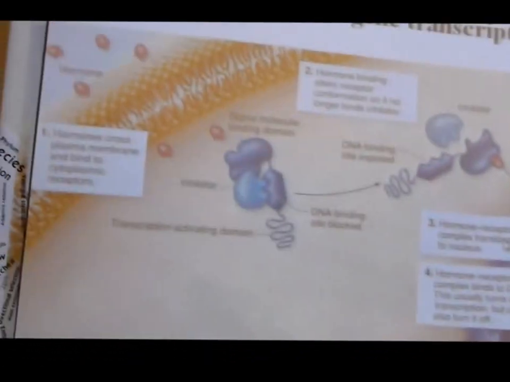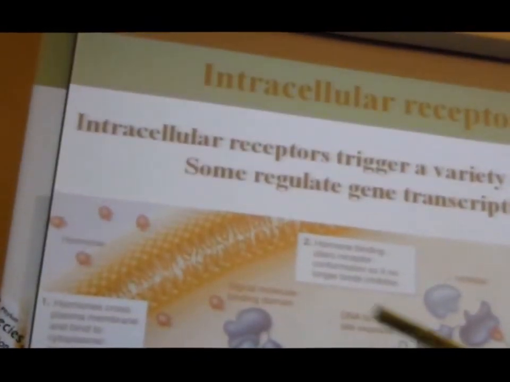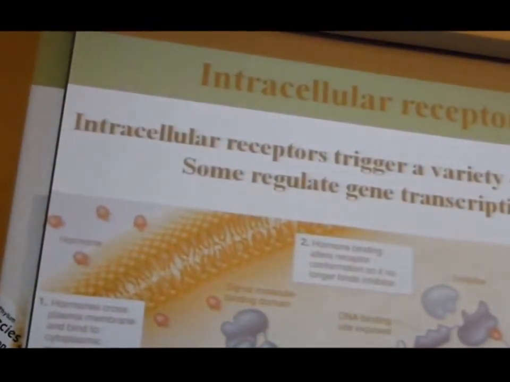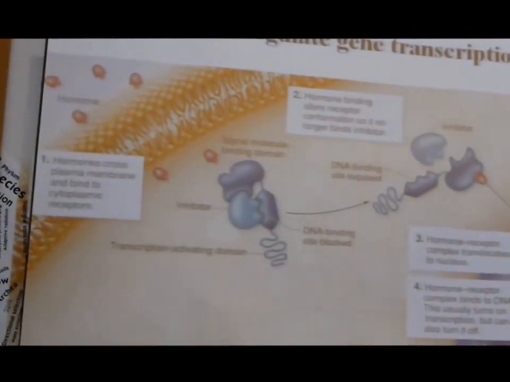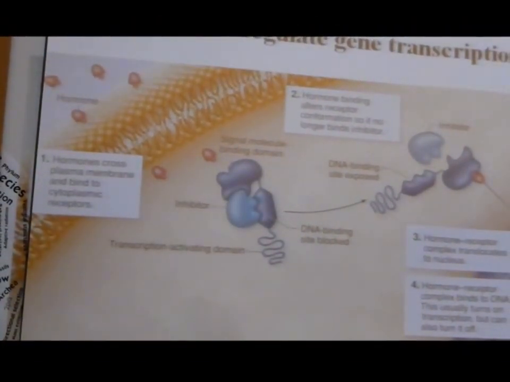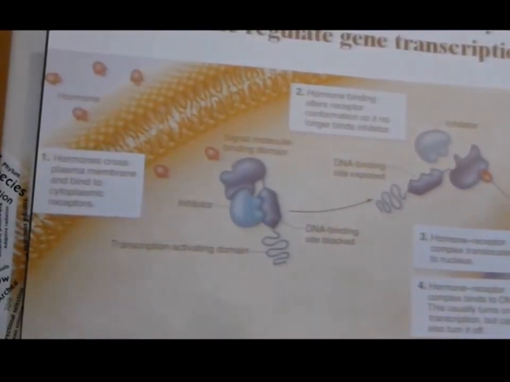Okay, so here's an example of one coming in, binding to a particular protein, and that protein then moves off. The inhibitor will drop off it. That causes transcription. Okay, we call these transcription factors.